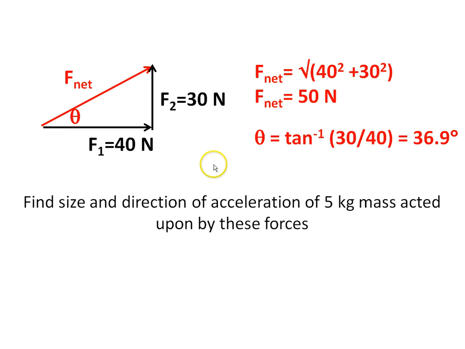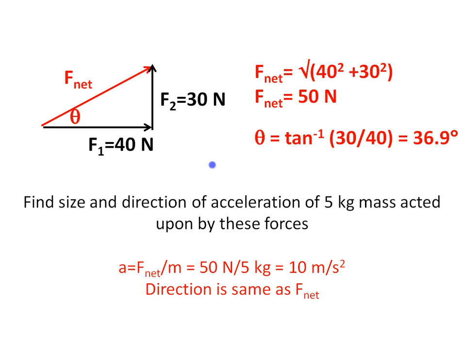So that's useful to know, and you could take it one step further. You could actually find the size and the direction of the acceleration of a mass if you were told that the mass is, say, 5 kilograms. That's pretty easily found by taking your net force of 50 newtons and dividing by 5 kilograms. And so you would know that there's an acceleration of 10 meters per second squared that's caused by this net force.